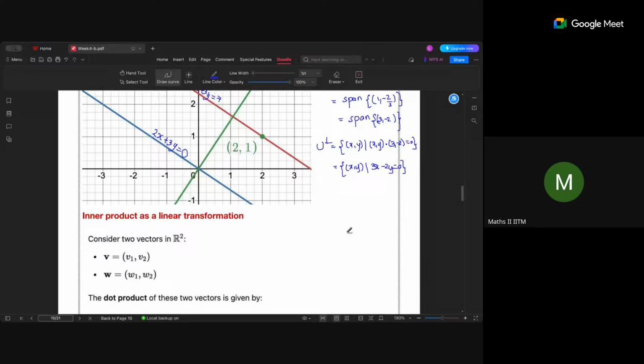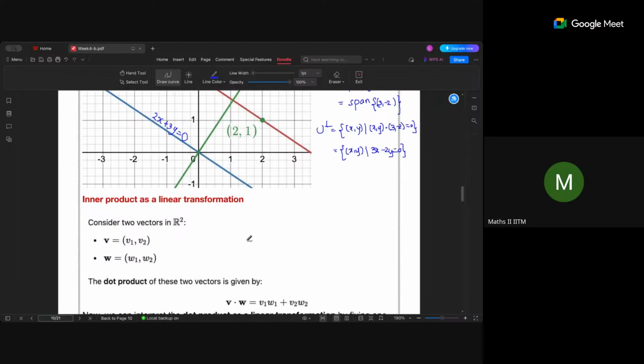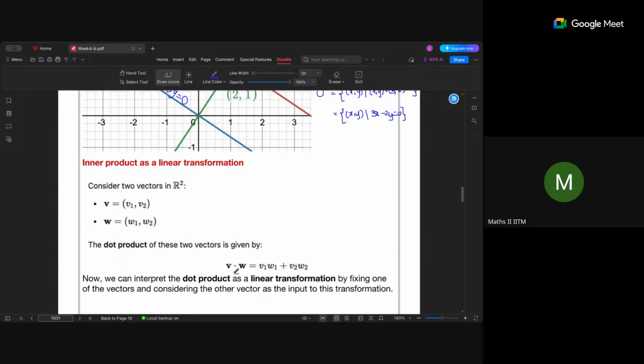All right. Next we are going to see inner product as a linear transformation. How can we see inner product as a linear transformation? Let's start with R2. Let's consider two vectors, V and W. We know how the dot product is defined in R2. Now, how are we going to interpret this dot product as a linear transformation? We are going to fix one of the vectors and keep the same definition. Then it becomes a linear transformation.